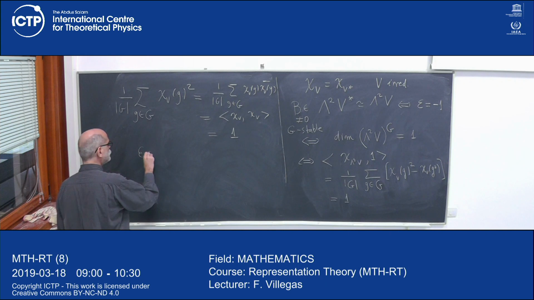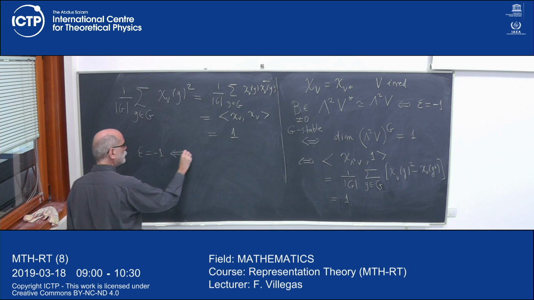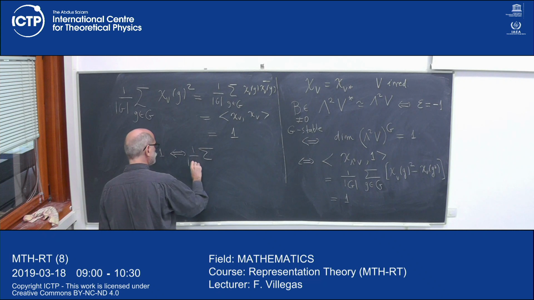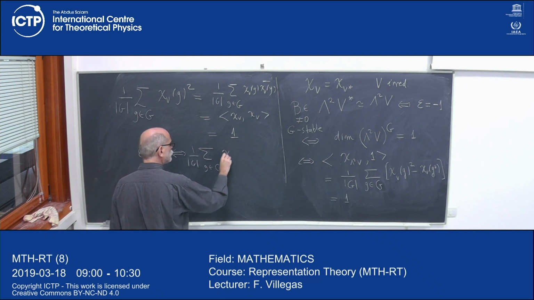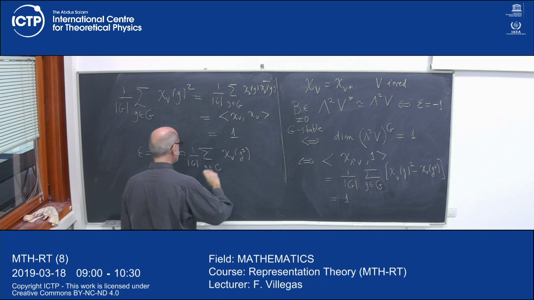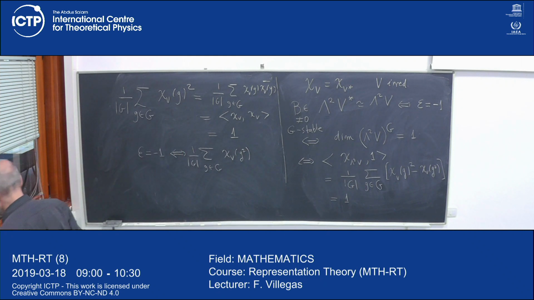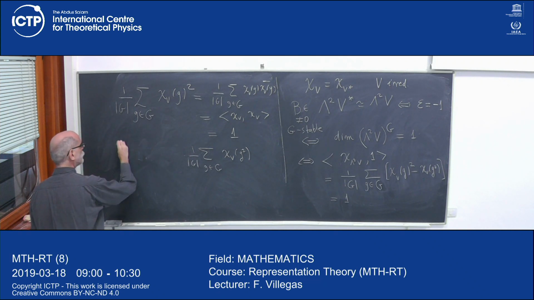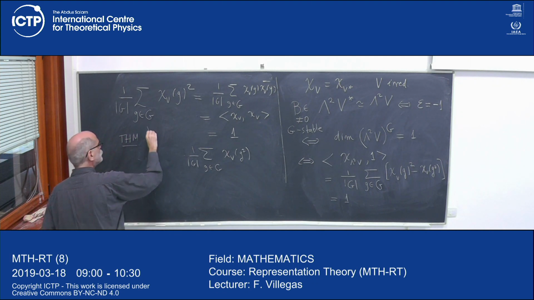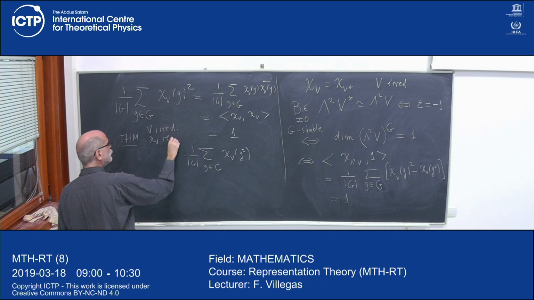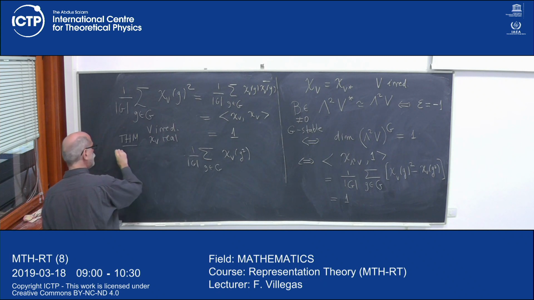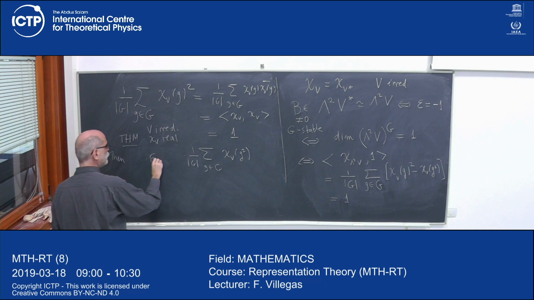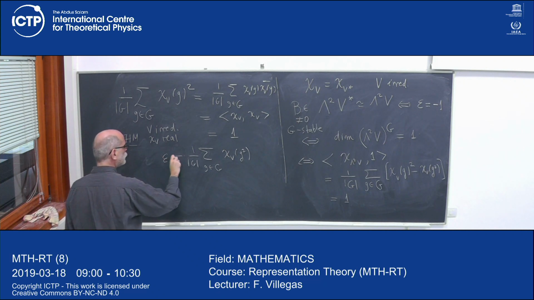we see that epsilon is -1 if and only if this sum is equal to -1. Well, let me put it as follows. Maybe we now state it as a theorem. V is irreducible, and chi of V is real. Then the epsilon that we were after is actually equal to this sum.